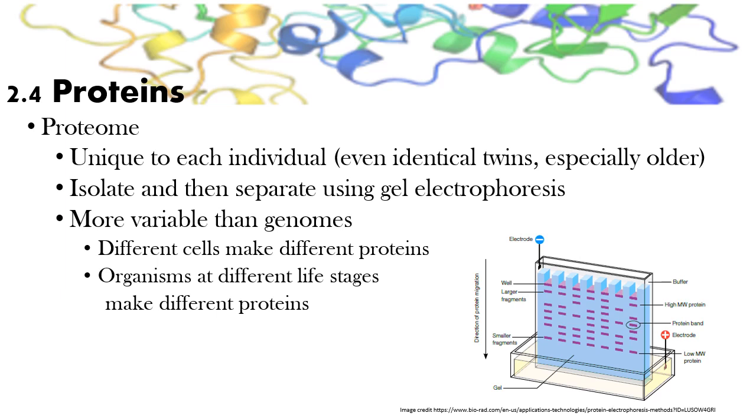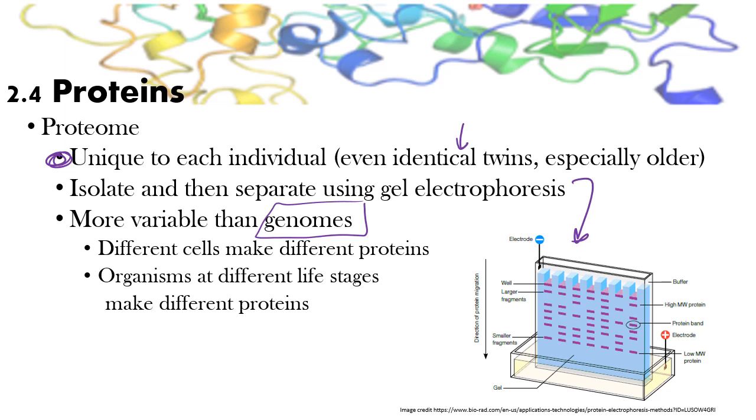Again, proteome is the collection of all the proteins made by a cell or a system or an organism, and it is unique to each individual. Even amongst identical twins, they will have different proteomes. We can know what a proteome is because we can use this amazing piece of technology, gel electrophoresis, to isolate, separate, and then analyze all the proteins from a cell or a tissue or an organism. The proteomes are more unique than our genomes. So the genome is a collection of genes in an organism. The proteomes are more different than our genes are different.